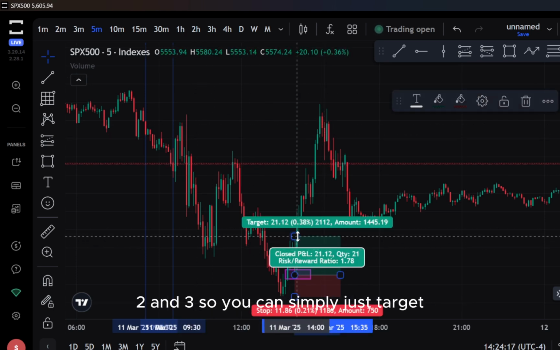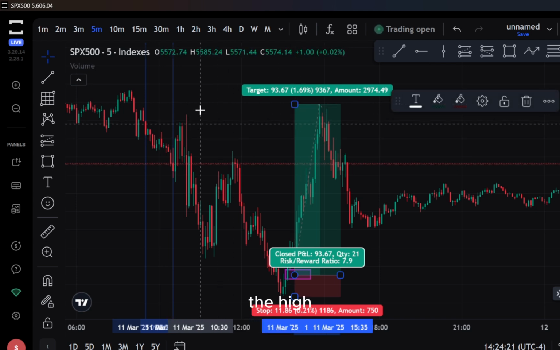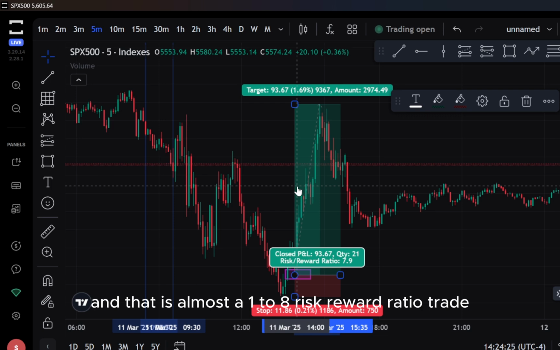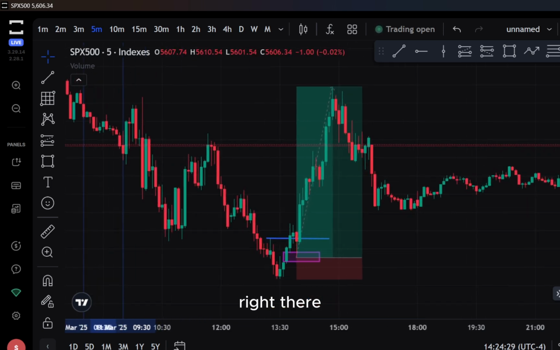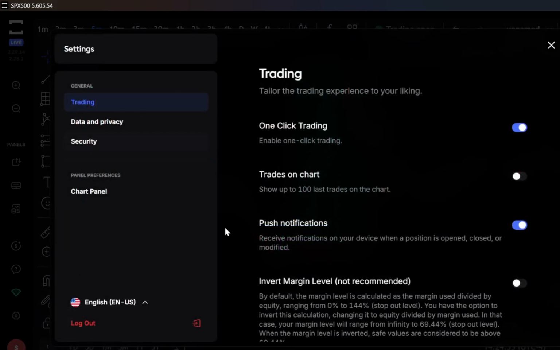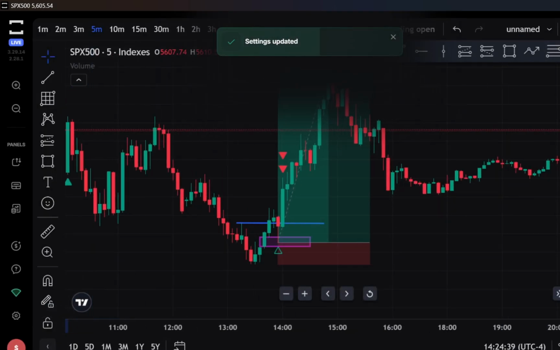And so you can simply just target the high right here. And that is almost a 1-to-8 risk to reward ratio trade right there. And again, I will show you my entry on that right now. There you go.